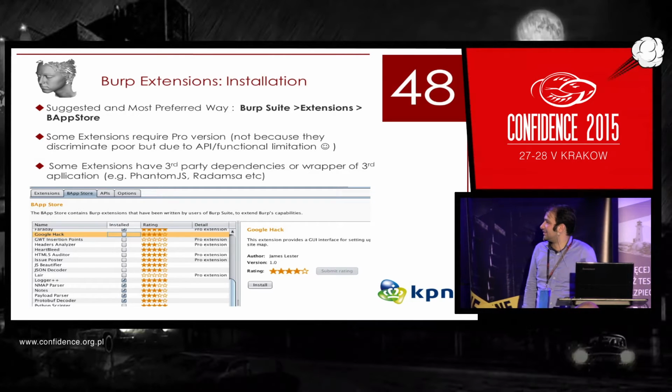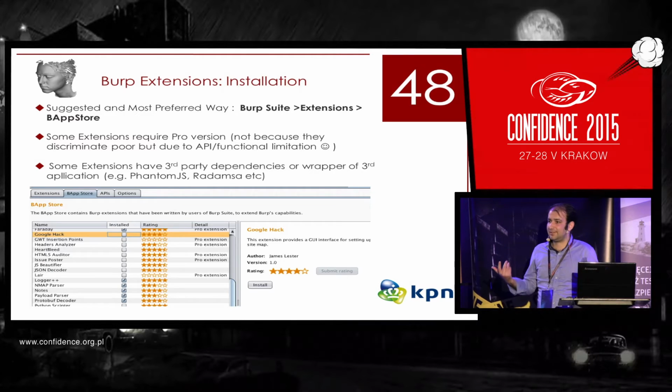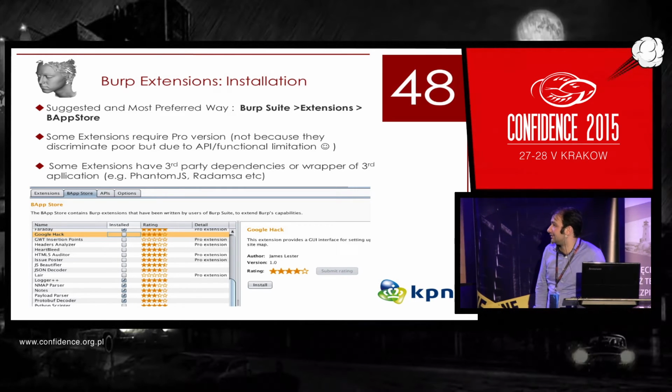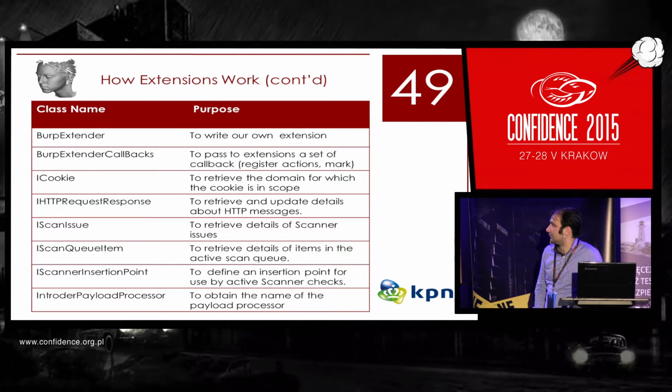While doing application level analysis, we really love to use Burp extensions. We extend the framework by writing Python or Java code, and there are interesting third-party extensions that you can use. These are the most common extension classes that you can use to extend the Burp framework, like retrieving cookies, extended callbacks to register actions, and scanner insertion points.